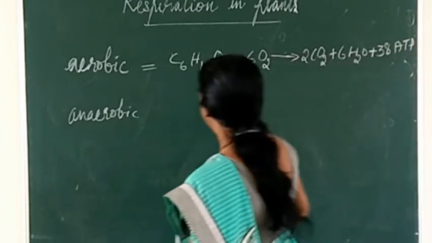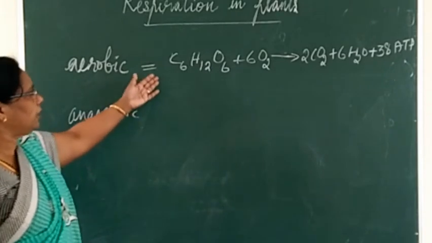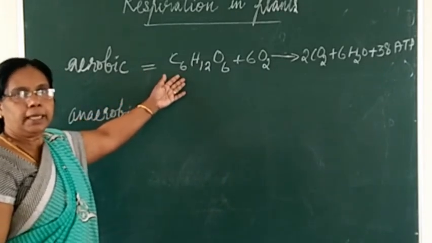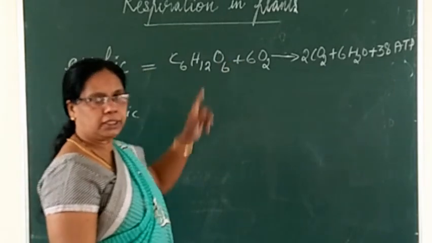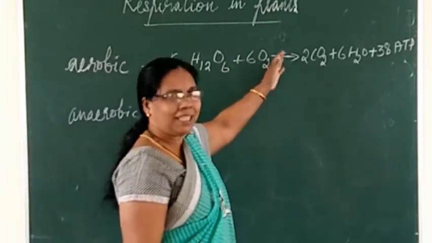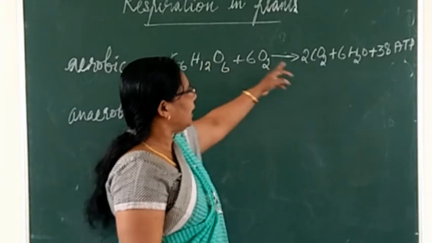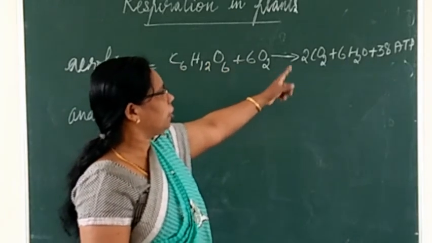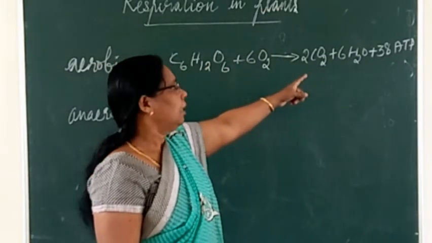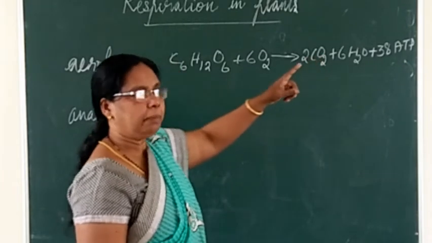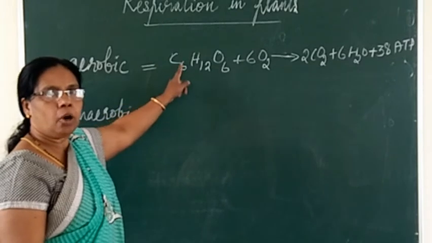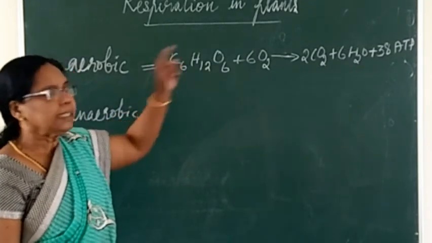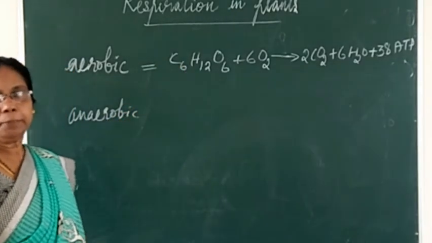So, from this equation you can understand that C6H12O6 is glucose. It is broken down using oxygen, and here some enzymes are also working, and the end products you can see are carbon dioxide, water and 38 ATP. That means 1 mole of glucose, on oxidation, gives 38 ATP.